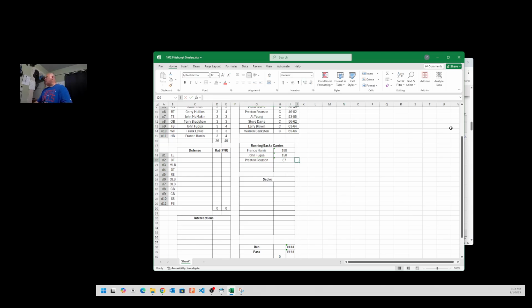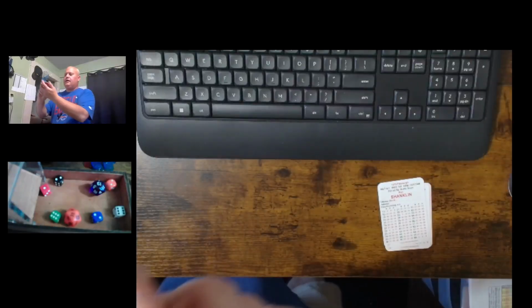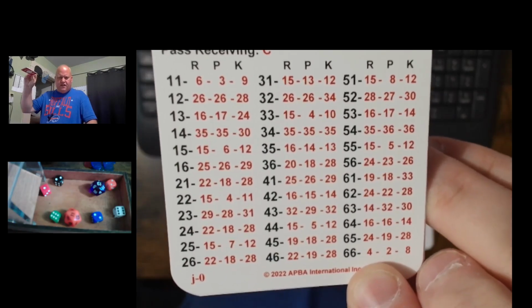Now, Bradshaw was next with 58. 58 is a pretty high number. I like to think that the card is handling that. So if we look at Bradshaw's card, right here, the run numbers are 26 and 27. And I see a lot of 26s and 27s. So I see one at 12, 32, 52.